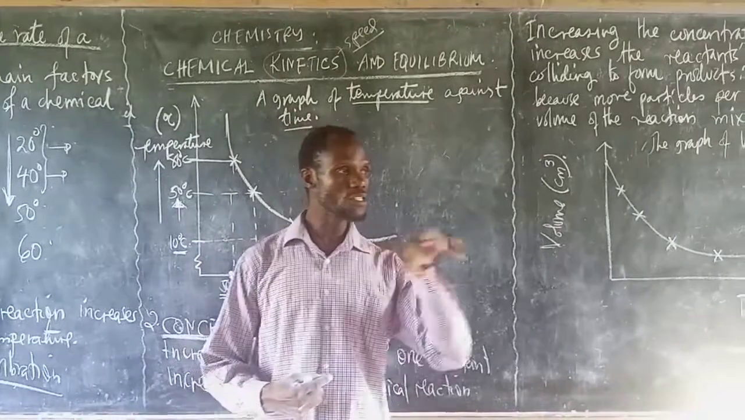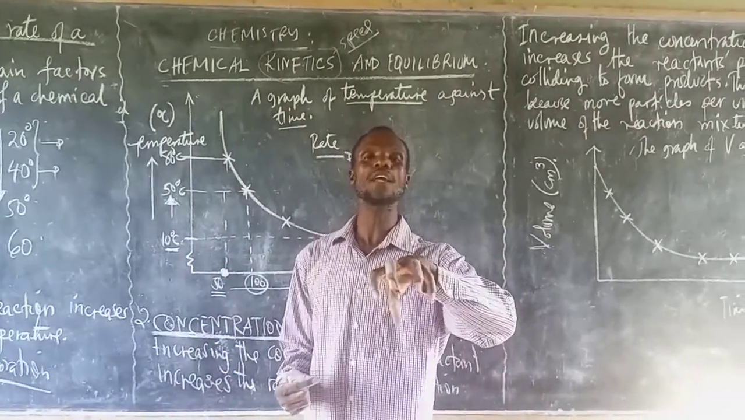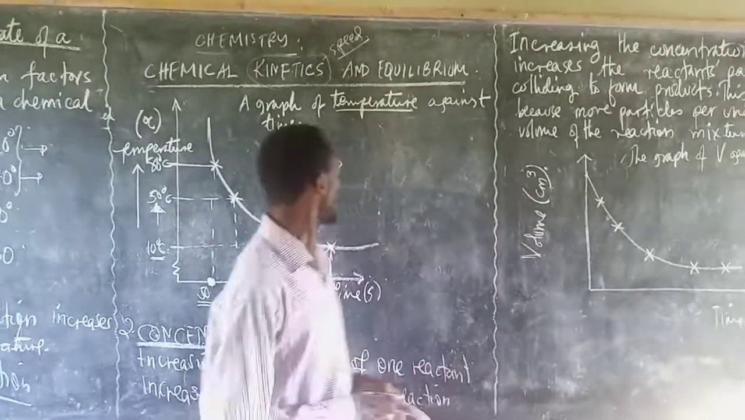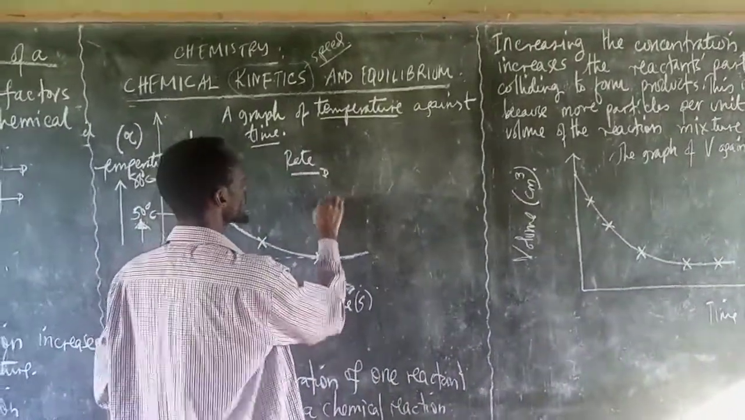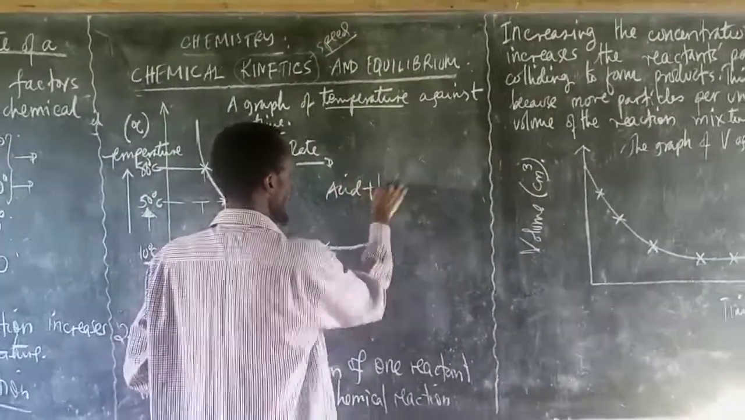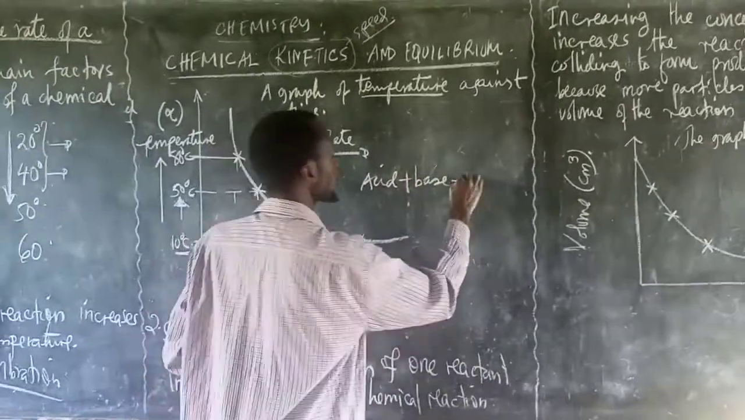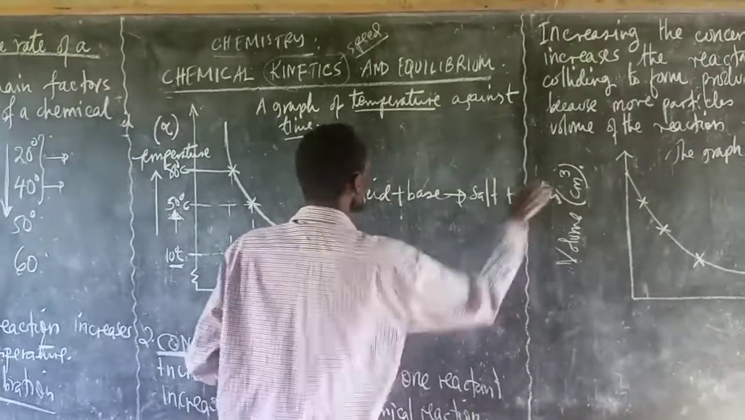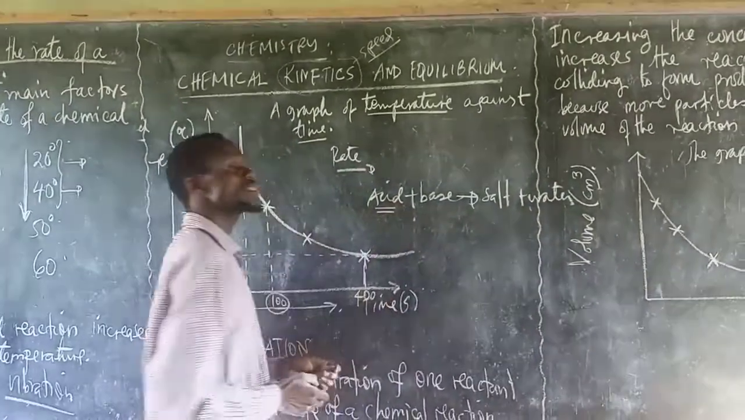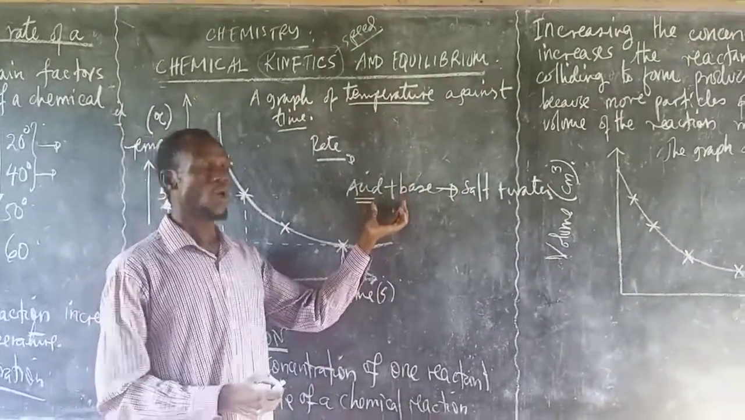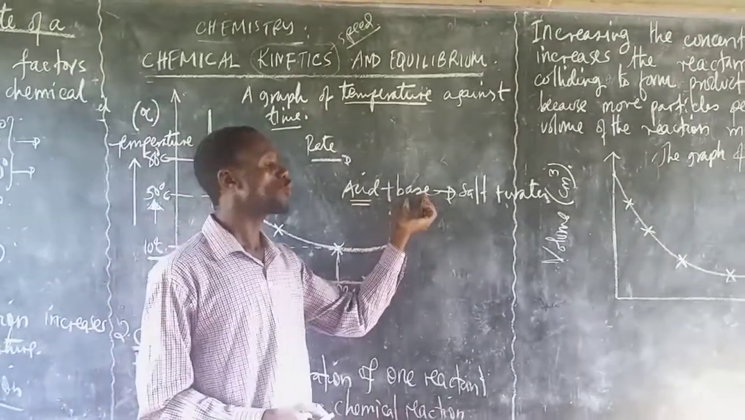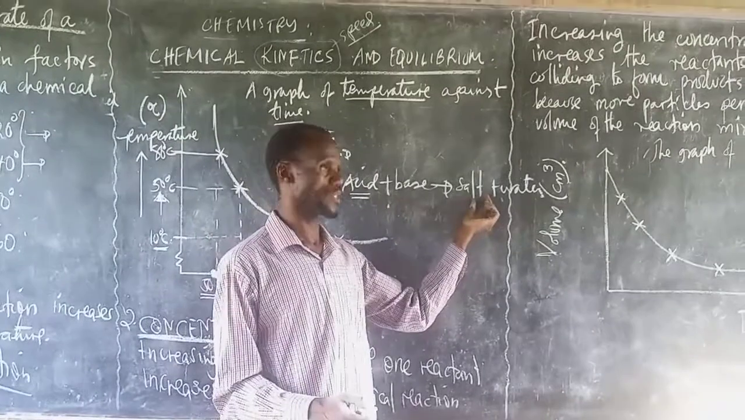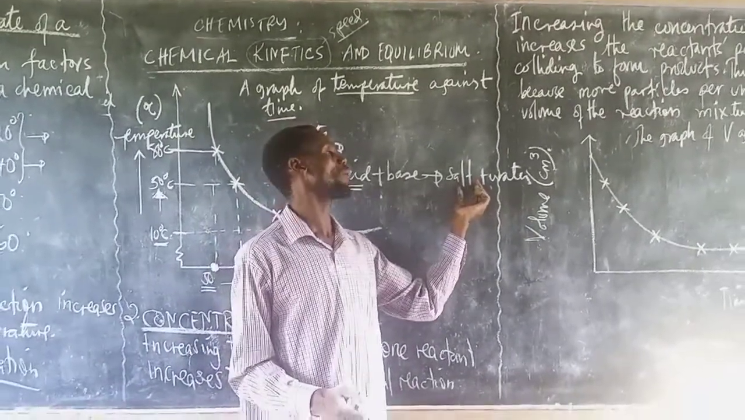Kwa hiyo ukiongeza concentration, na kuongeza concentration ni kuongeza kitu kwenye reaction. Kwa mfano, the reaction is between acid and base, as I've taken an example, to produce what we call salt and water. Once you increase acid, you are increasing the concentration of the reactants. Once you have increased base, you are increasing the concentration of the reactants. Once you are increasing the salts, you are increasing the concentration of the product.